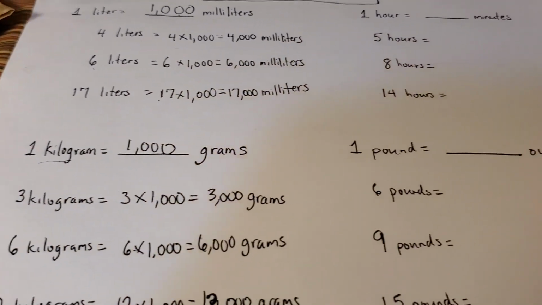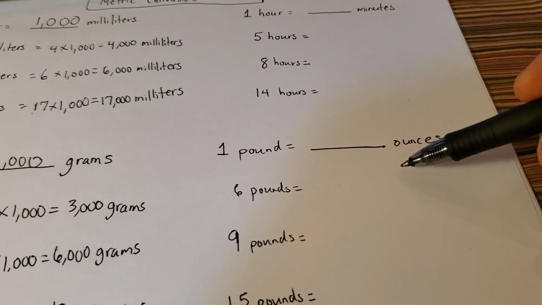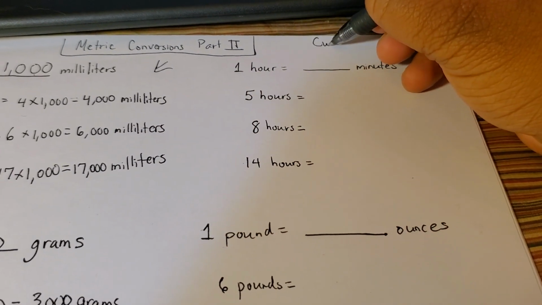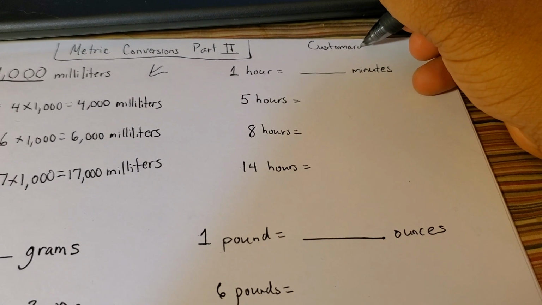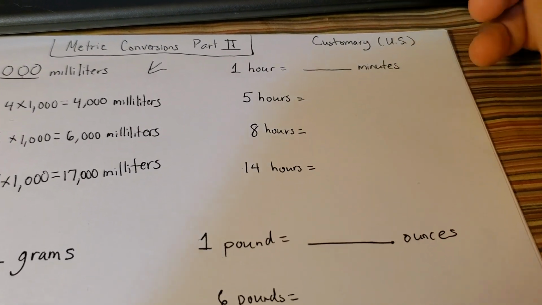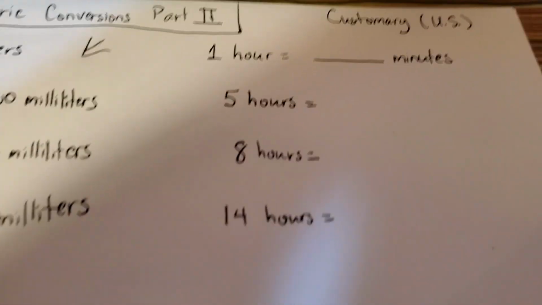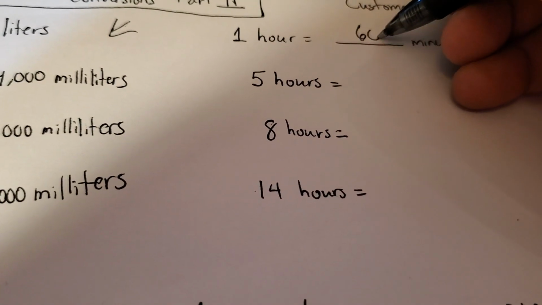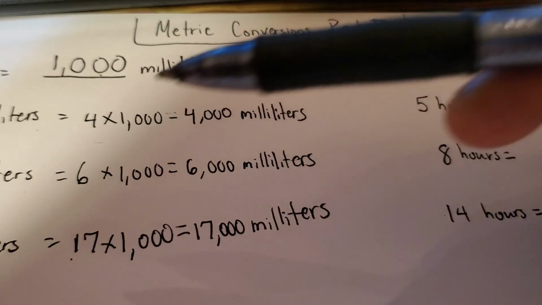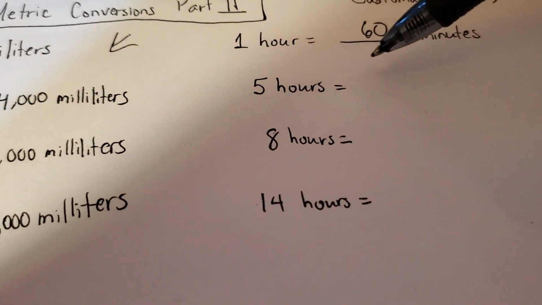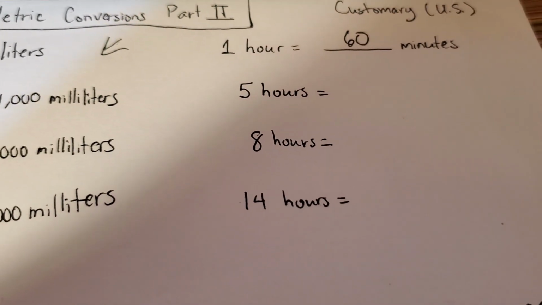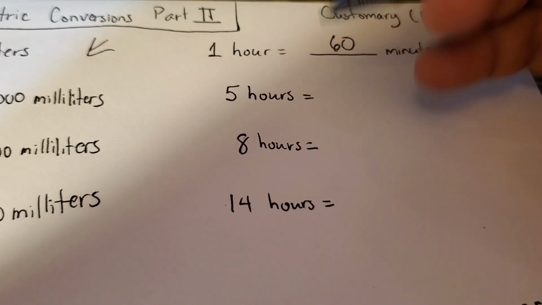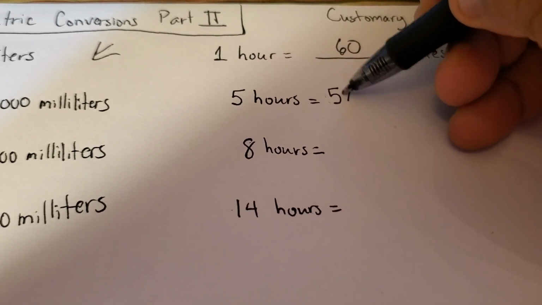But then you also have the customary system. So this is for metric, but what about the customary system? The customary system is the United States system. So what would you do here? Well, you have to know how many minutes are in 1 hour. I'm going to tell you, that's 60. So you start with that. So the same strategy applies. You're going to use 60 and the number of hours to find how many minutes are in those number of hours.